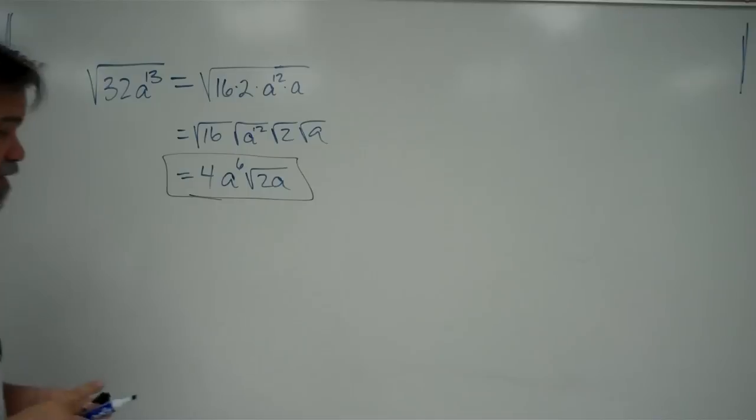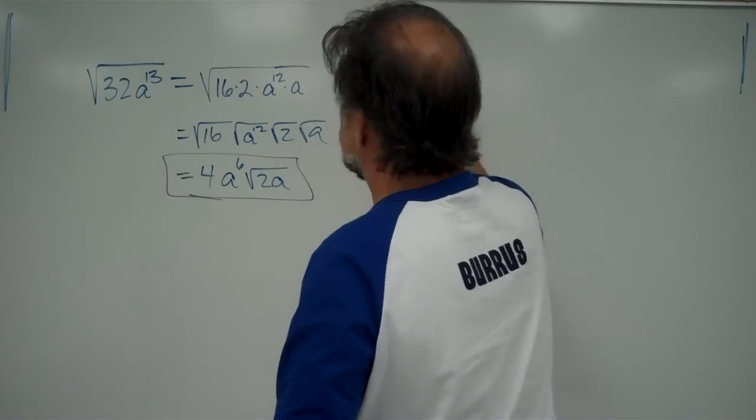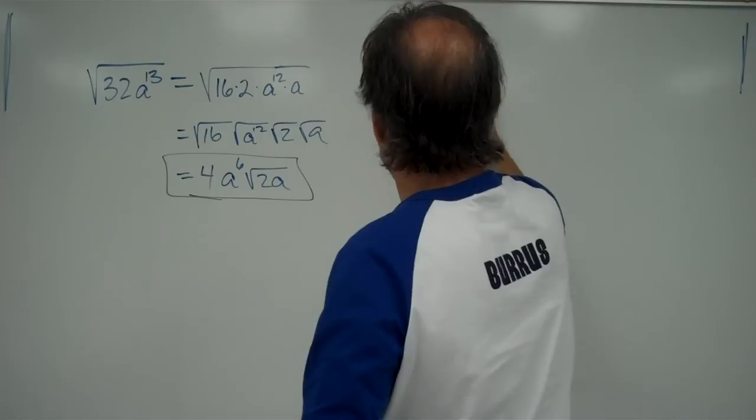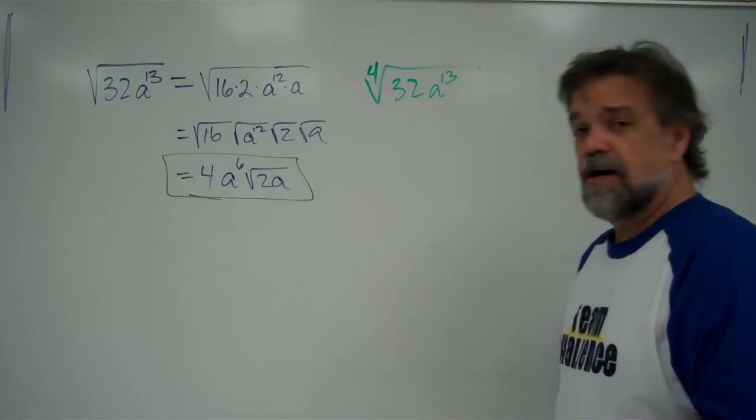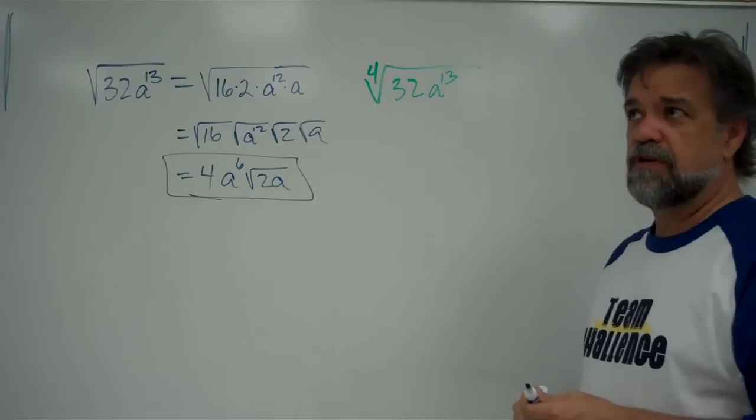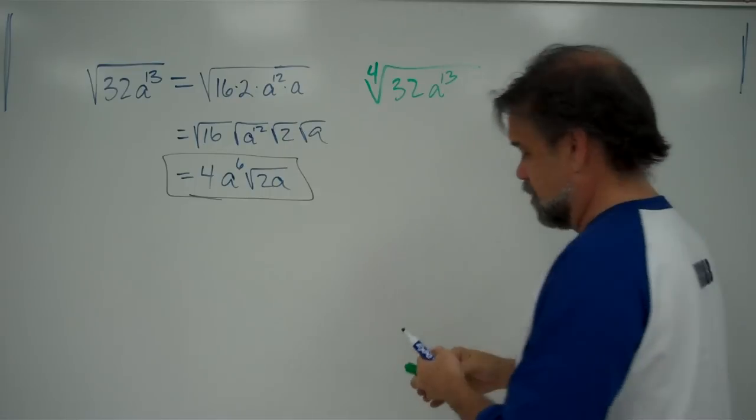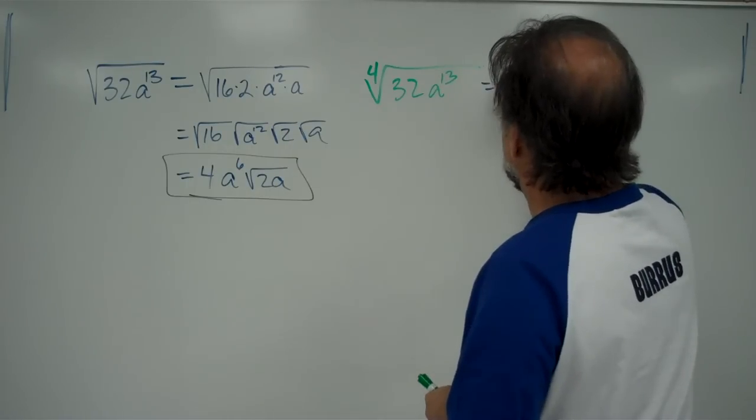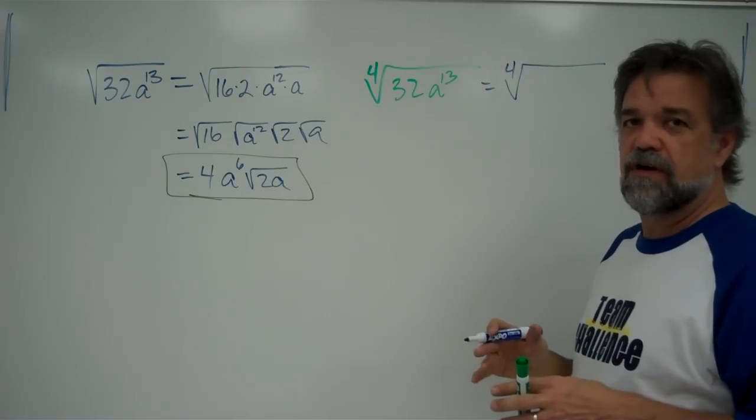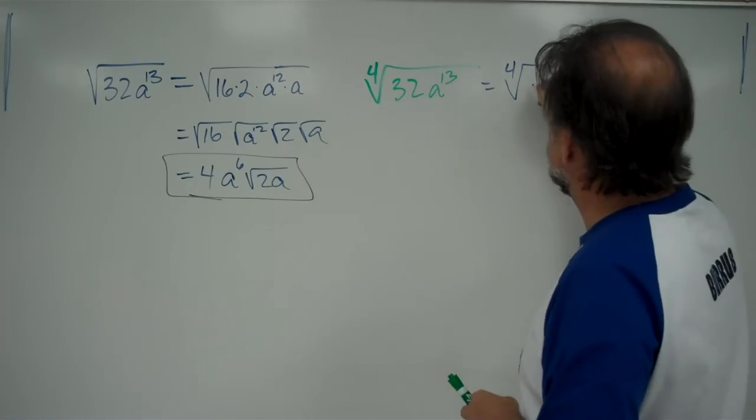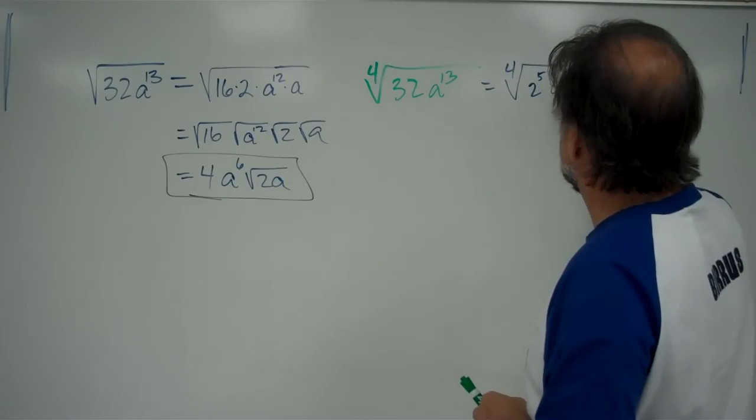Let's do something weird. Let's do the fourth root of the exact same thing. We're going to do the fourth root of 32 times a to the 13th power. Again, 16 happens to be 2 to the 4th power. Now, let's say we didn't know that. So let's say we're going to do the fourth root of, and this time we'll just break things down to their factors. 32 is 2 to the 5th power, and that's a to the 13th power.